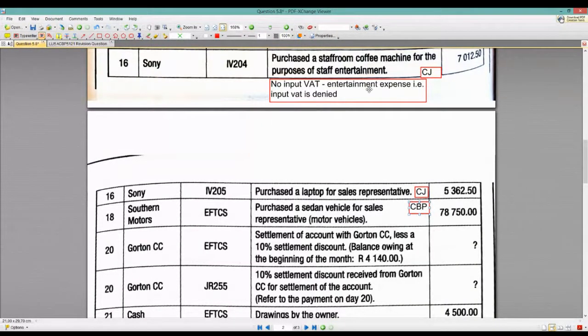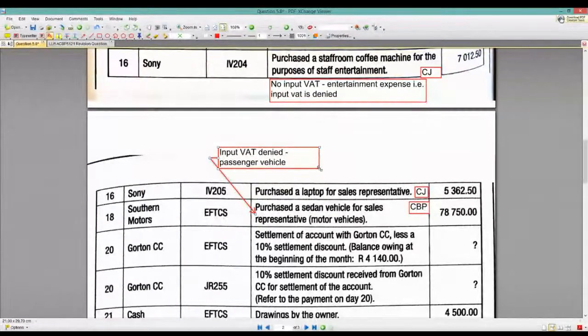Okay, so this is a trick question. Actually, no. Even though it is for a sales rep, input VAT is denied because this is a passenger vehicle. So that's why they put in brackets as a motor vehicle. If it was a delivery vehicle, you would have been able to claim the input VAT. Okay, so that is just one of the exceptions. You don't look at what we use it for, you look at what type of vehicle we are busy with.